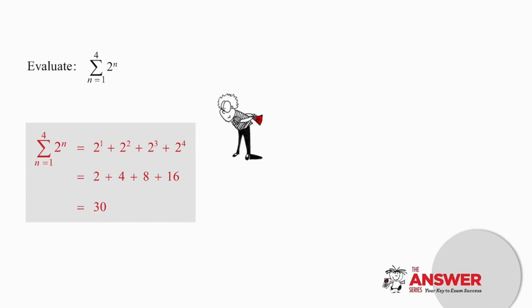Take your time in a more difficult question, so very carefully substituting 2 to the 1, then 2 to the 2, then 2 to the 3, and then 2 to the 4. Remembering that the exponent is the number of times that the base is multiplied by itself. So 2 to the 1 is 2, 2 times 2 is 4, 2 times 2 times 2 is 8, and 2 times 2 times 2 times 2 is 16. Add the results together, we get 30.